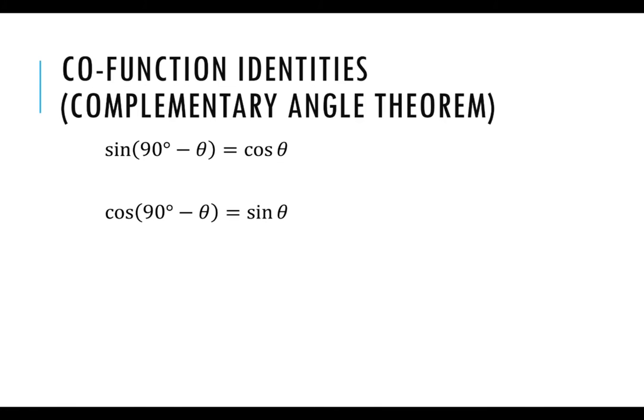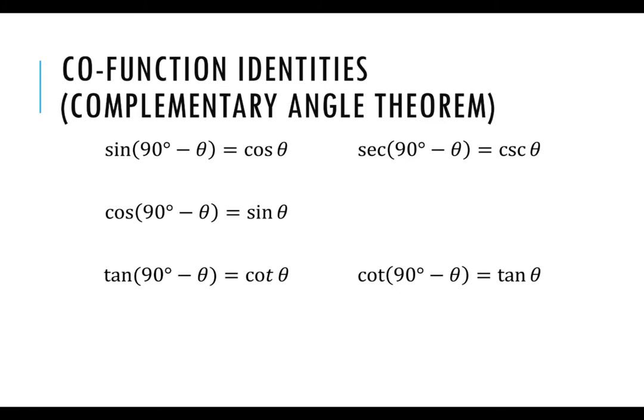Now, these are the only ones I've listed on your handout because once you have sine and cosine, you can, of course, use the quotient identities and the reciprocal identities to get all the other ones. But I'm going to list them here for you. Specifically, tangent of 90 degrees minus theta is cotangent of theta. Or you can find cotangent of 90 degrees minus theta is tangent of theta. Secant of 90 degrees minus theta is going to be equal to cosecant of theta. And cosecant of 90 degrees minus theta is going to be equal to secant of theta.